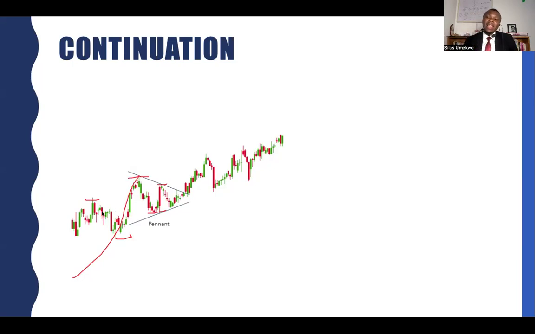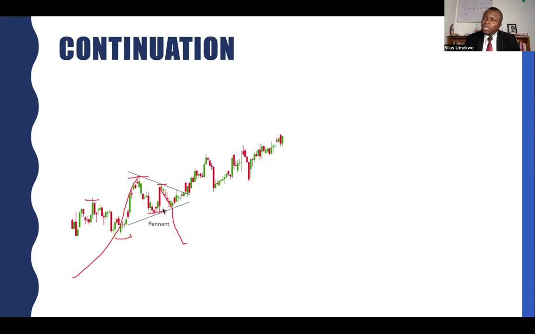Now, from here, it can simply come here and form a head and shoulder. That's why you must wait for the candle to close. It can come here and form a head and shoulder. This is the head. This is the shoulder. This is the neckline. So you must wait. If this candle comes here and breaks below this, now we have formed what? A head and shoulder.